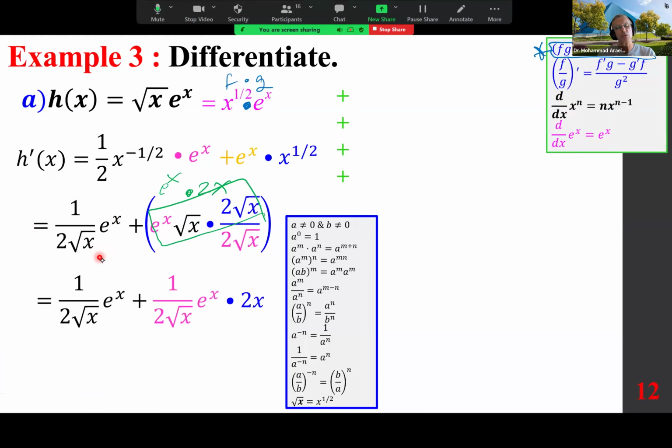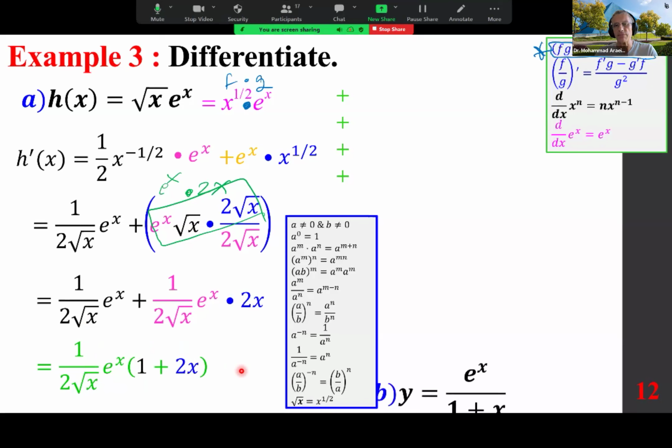And we rewrite it in this format so we can clearly see this is in common. If you take it out, this gives you 1, this gives you 2x. The reason it's important to be able to do so is that later on, when we look at application of differentiation, we need to be able to write it in this fashion, to find when this derivative function is 0 or does not exist.